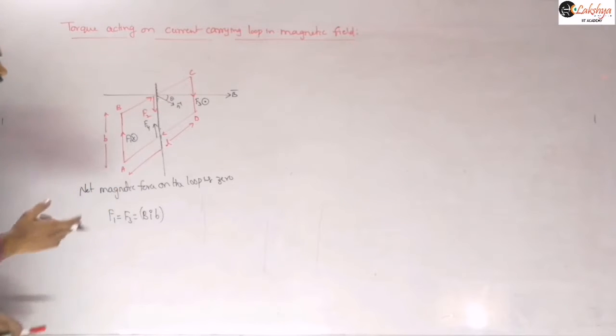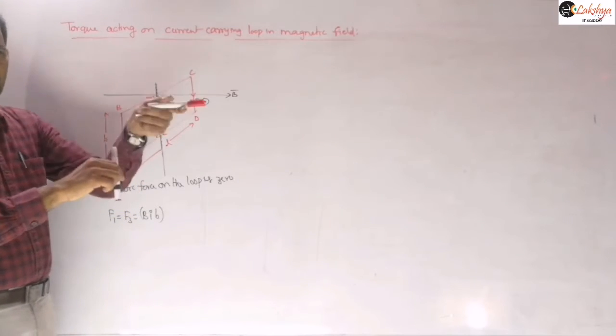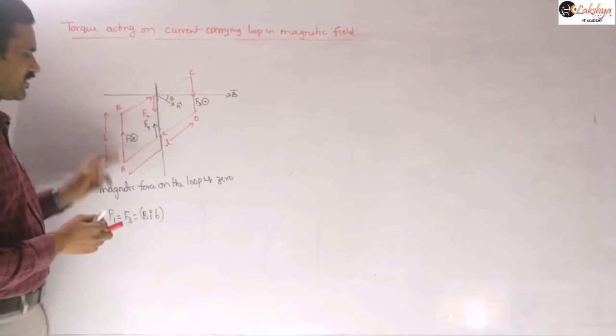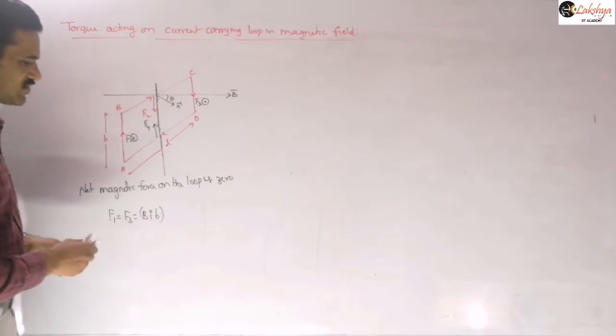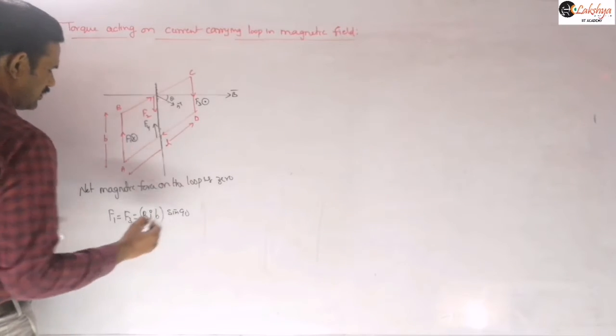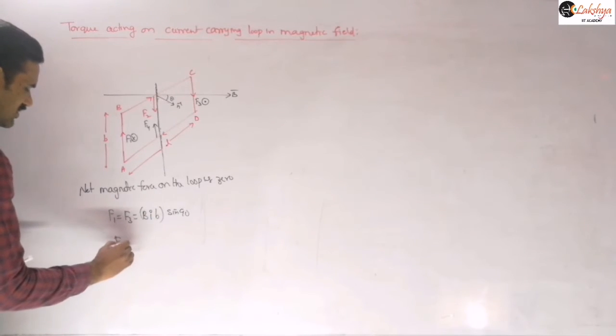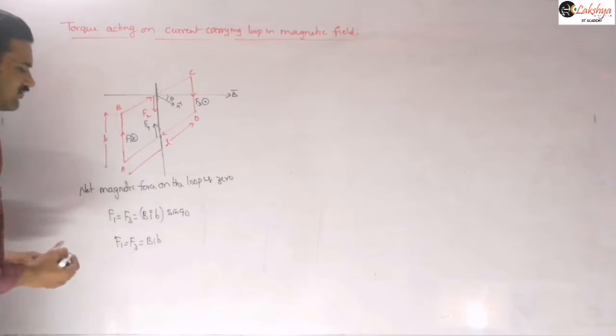So B I b. That theta value will be 90 degrees, because we are taking the current carrying conductor as downwards and the magnetic field as horizontal, whether you consider AB or CD. So that angle will be 90 degrees, so that is sine 90. And therefore F1 is equal to F3 is equal to B I b. This is the magnetic force here.